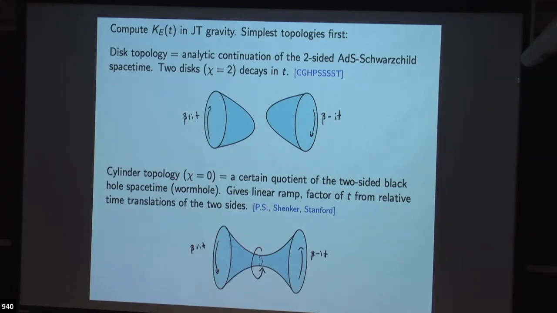So how does it do that? Well, it has a suppression of e to the 0 S0, so it's of order 1. But then you get a factor of t, because for these geometries there's a zero mode corresponding to rotating the left boundary with respect to the right. So there's roughly t ways we can rotate them if the boundary time is t. So this gives something proportional to t. This is the ramp in the picture I had before.